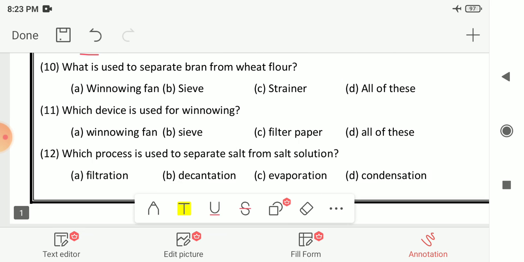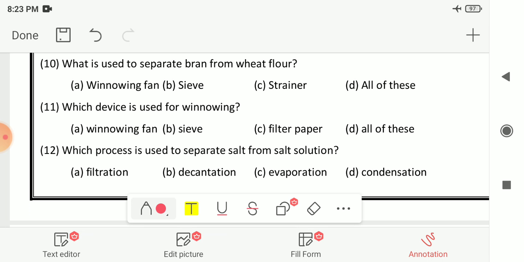Next, 10th number, what is used to separate bran from the wheat flour? The options are winnowing fan, sieve, strainer or all of these. So here your answer is option B, that is sieve. Sieve is used to separate brans, or you can say outer coverings of the wheat or grains from the wheat flour.